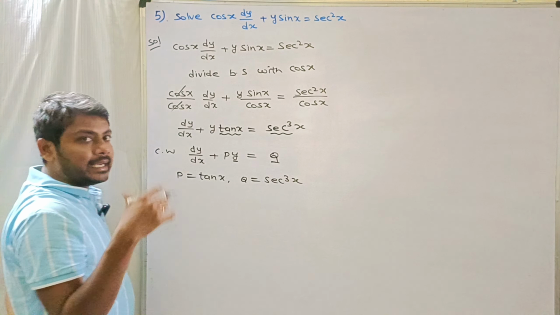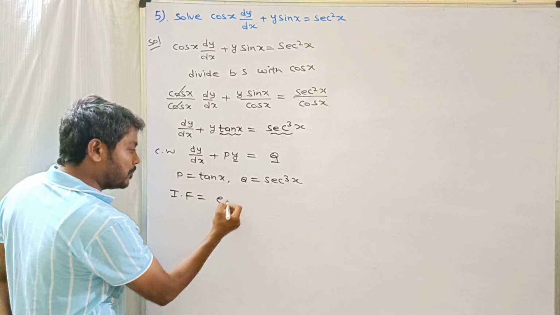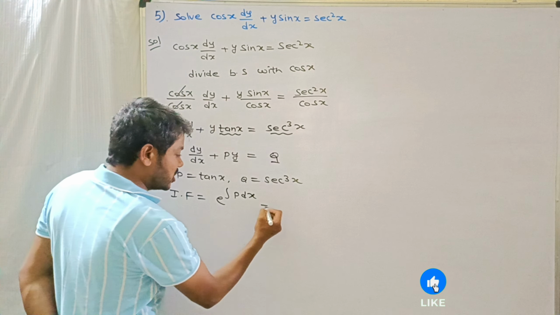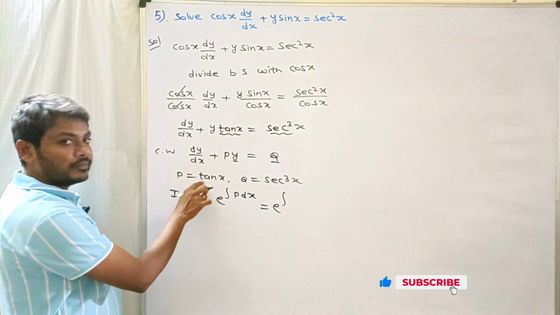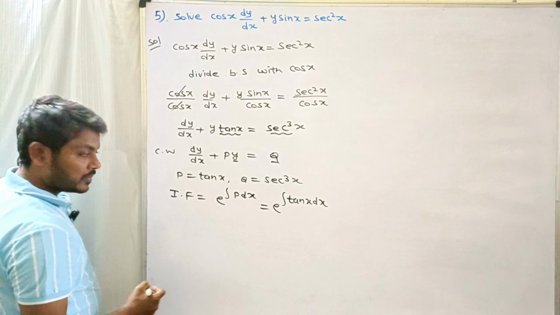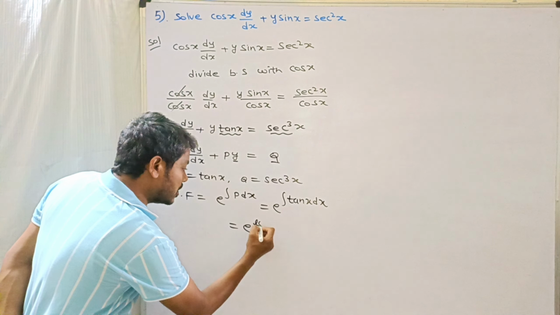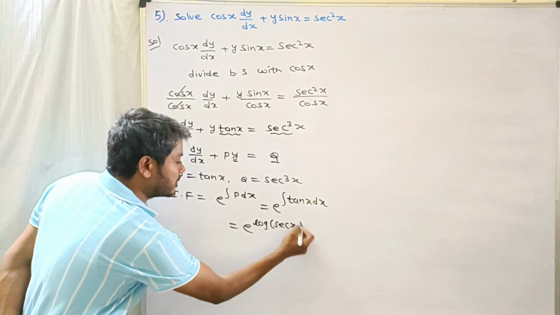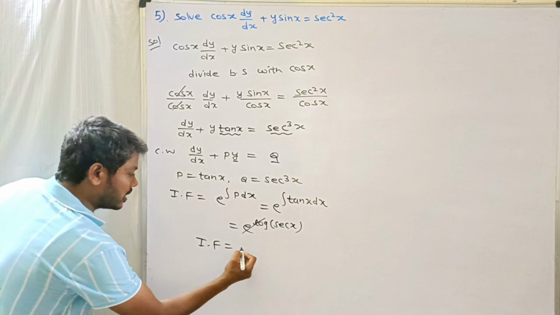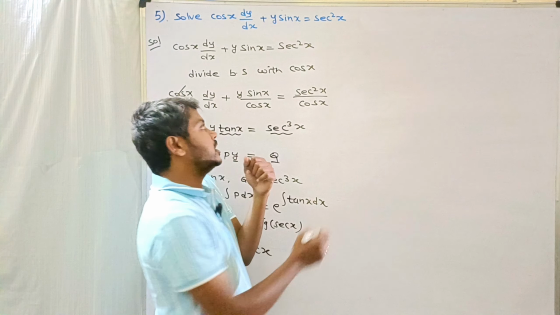Next we can find the integrating factor. So here we know that the integrating factor is e power integral p dx, which is e power integral tan x dx. We know that integral tan x is the log of secant x. So clearly e and log get cancelled. What is the integrating factor? Secant x. After that you can find the general solution.